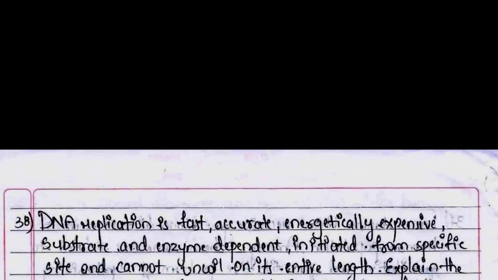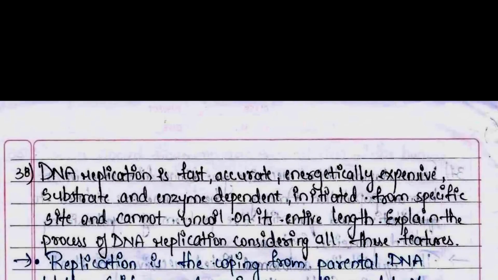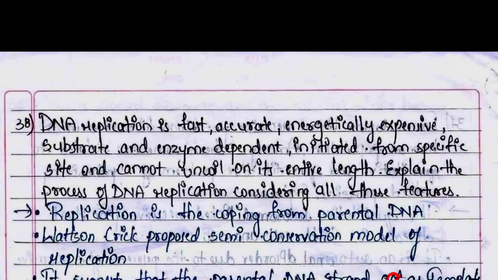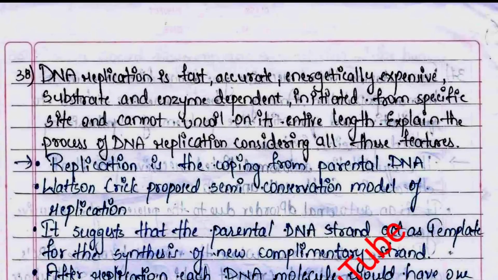38. DNA replication is fast, accurate, energetically expensive, substrate and enzyme dependent, initiated from a specific site and cannot unwind on its entire length. Explain the process of DNA replication considering all these features, and the answer is below.